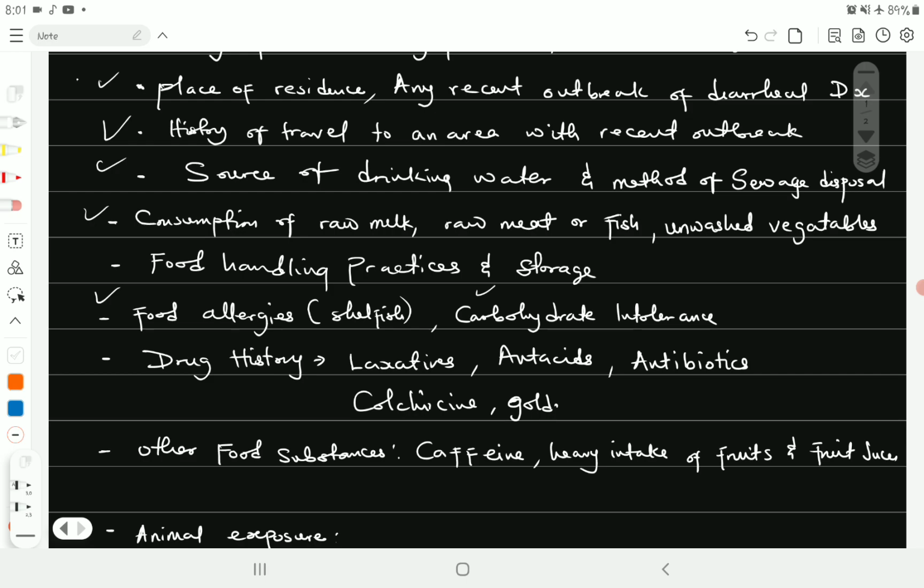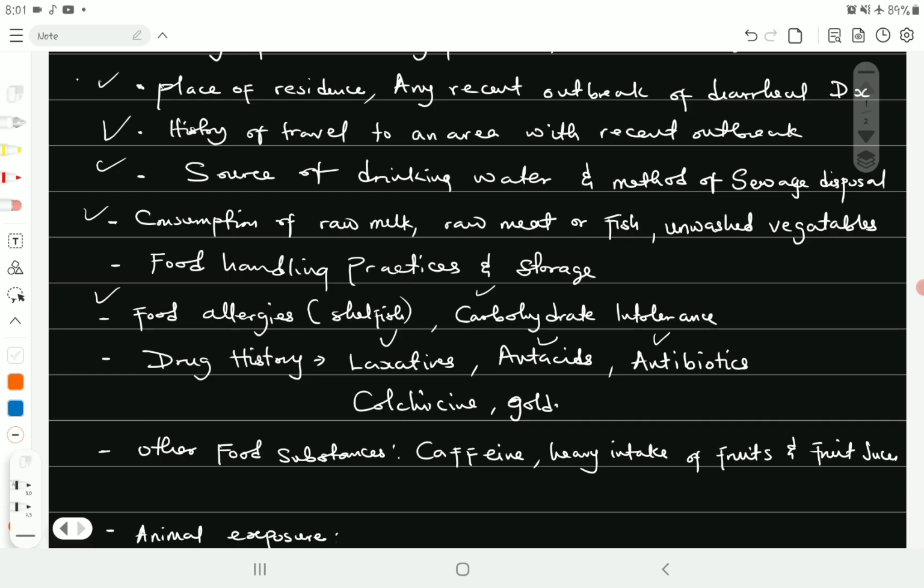Then you also need to ask about drug history, and drugs that have been implicated, laxatives. At times, some persons might take an overdose of laxatives, antacids, especially those containing magnesium salts, and antibiotics. Antibiotics are implicated in pseudomembranous colitis, such that by the time they've used too much antibiotics, they've destroyed the normal flora, and the story is like that.